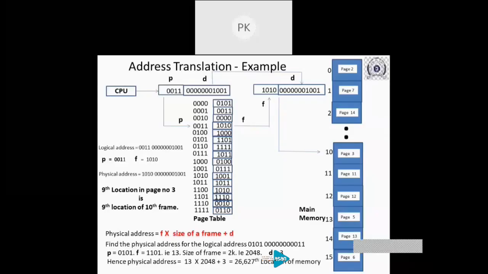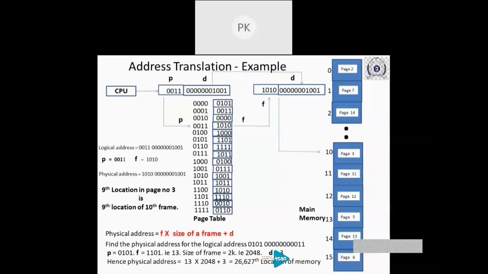So let us look at the frame number. Look for the frame number corresponding to page number 3. It is 1010. The frame number is taken and appended along with the d. We will get the physical address. So for the logical address, third page, 9th word, we get the 10th frame, 9th location. Clear? This is how this address translation is done.